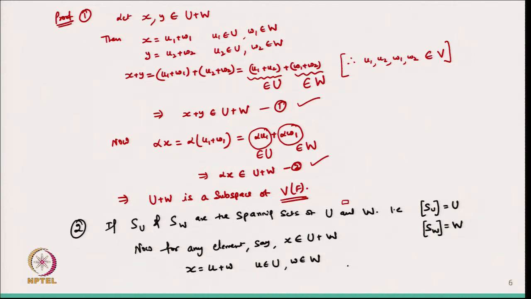Now, from here I can write that since the spanning set of U is SU, this u is equal to a linear combination of elements of SU, because u belongs to U and that is spanned by the set SU. So, definitely u is a linear combination of the elements of SU.